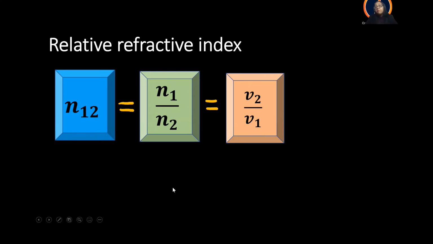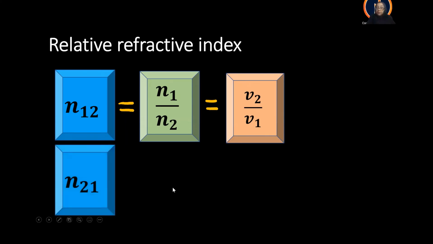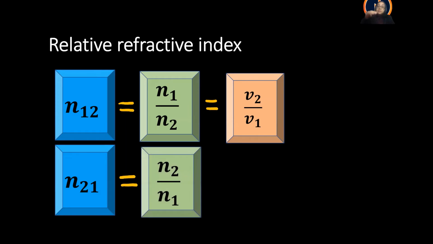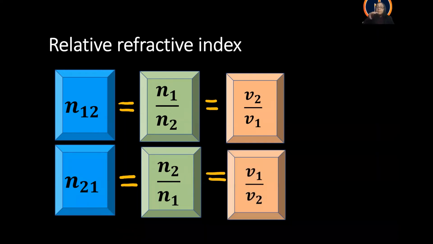Similarly, if we want to write, for example, the refractive index of the second medium with respect to the first medium, we can simply write the refractive index of the second medium divided by the refractive index of the first medium, which we can generalize as the velocity of light in the first medium divided by the velocity of light in the second medium. Just think of the reciprocal. So velocity and refractive index are reciprocal. And here we have learned how to calculate and understand relative refractive index.